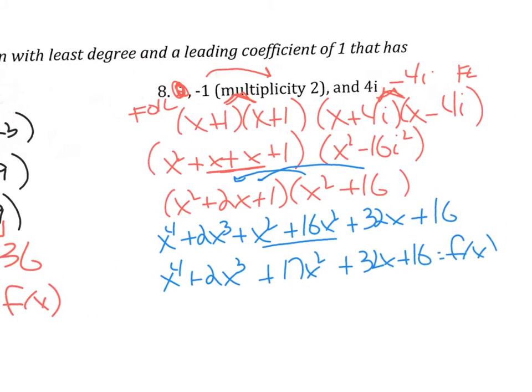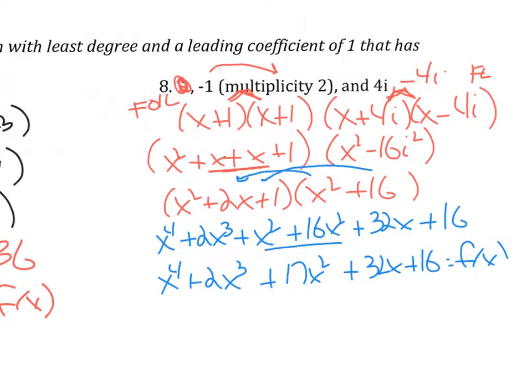Number 8 has something a tad bit different, and that is that it has the multiplicity 2. What that means is -1 is a double root, or is an answer twice.